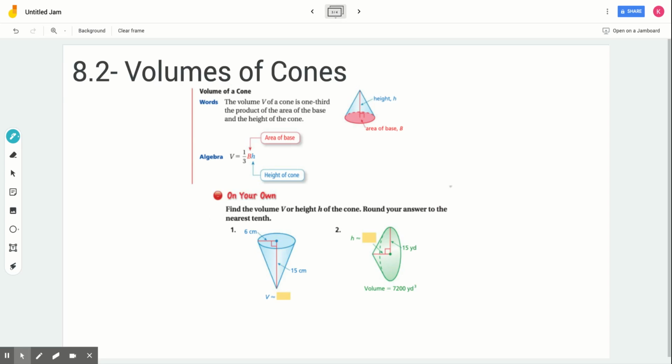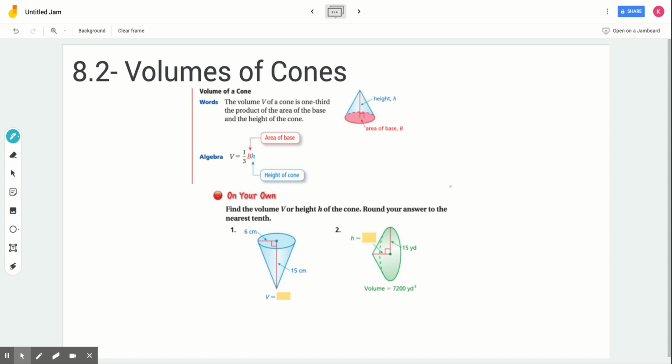Today we're going to be talking about lesson 8.2 on volumes of cones. Here you can see that the cones come to a point at the top like a pyramid, but they have a round or circular base. To find the volume of a cone, we're going to use 1/3 times the area of the base times the height of the cone.